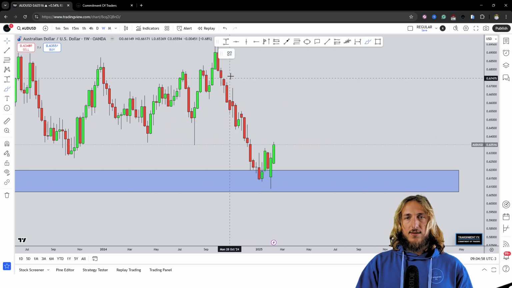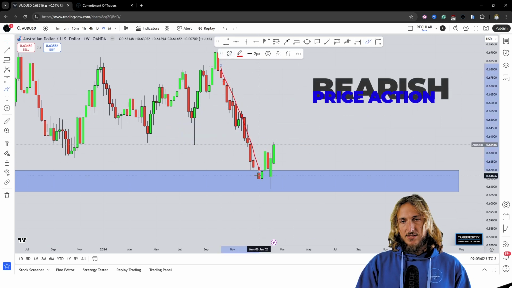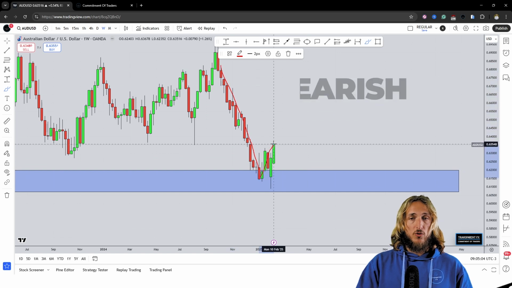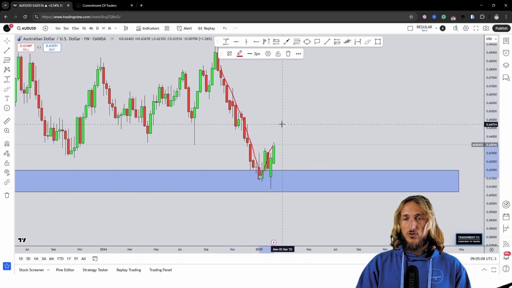Now, from a weekly standpoint, the market clearly seemed overextended to the downside. We had a massive move to the downside with no strong corrections. Now, finally, we are starting to see that correction to the upside.